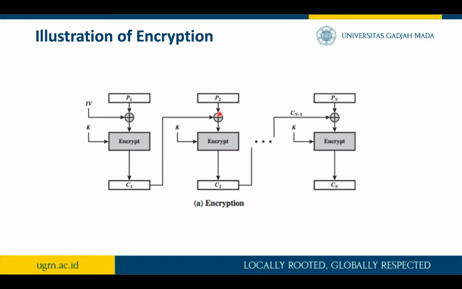So, using this mechanism, the relationship between C and P for each block cannot be obtained, cannot be analyzed, because the ciphertext here doesn't only depend on the plain text in that block, but also depends on the previous ciphertext. Okay, so P2 is XORed with C1, and then the result will be encrypted using key K to produce the second ciphertext block.